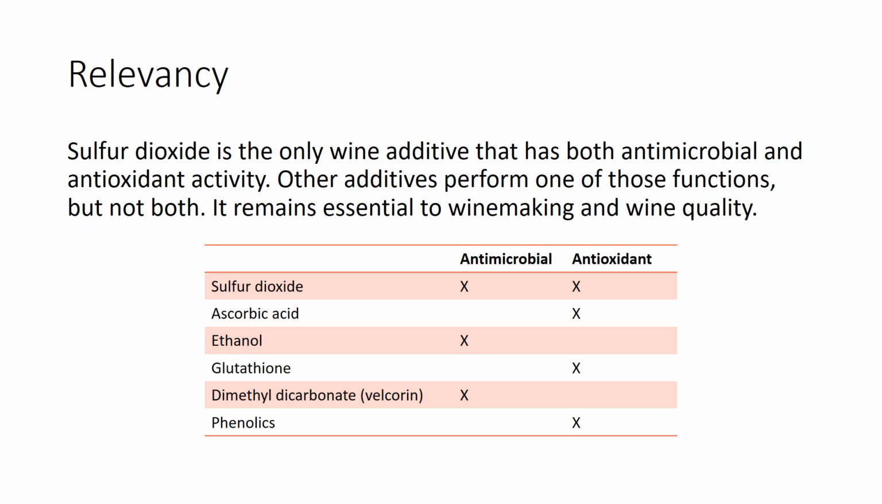And sulfur dioxide maintains its relevancy despite some new pushback on health effects. And mainly this is because sulfur dioxide is the only wine additive that has both antimicrobial and antioxidant activity. There are compounds that we can add to our wine or that are naturally present in our wine that provide either antimicrobial or antioxidant properties, but no compound provides both of them besides sulfur dioxide. So I've put a couple examples below here.